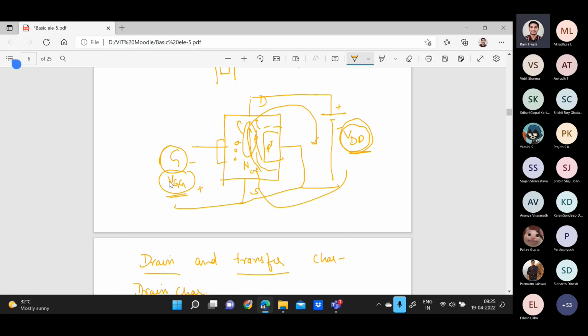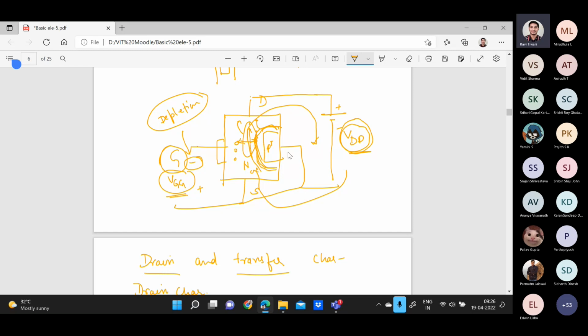Now what will happen if you apply VGG in negative, like reverse bias? It will work in the depletion mode, as I told you. So I'm explaining only the depletion mode. In the case of depletion mode, what will happen? This depletion region will increase and that will reduce the channel width.